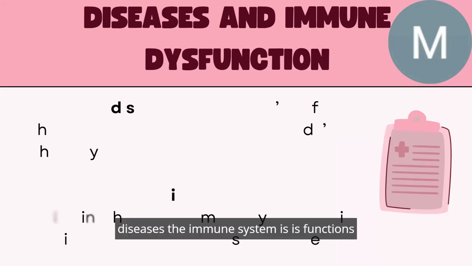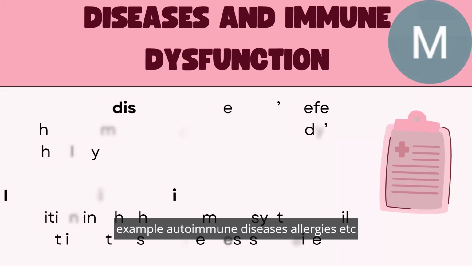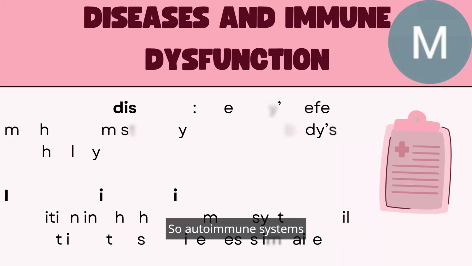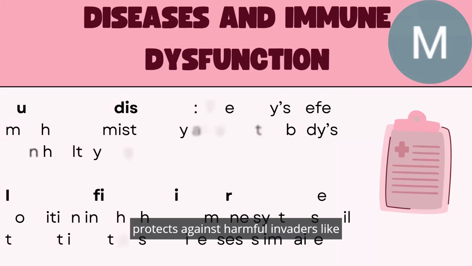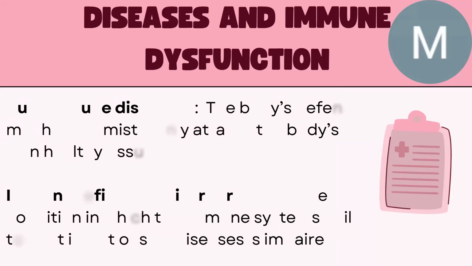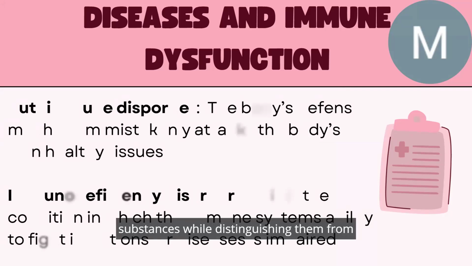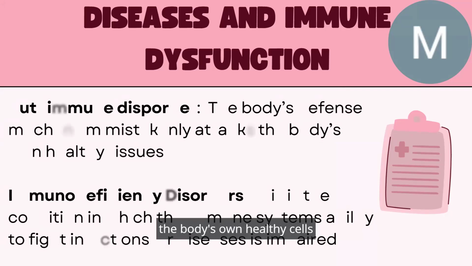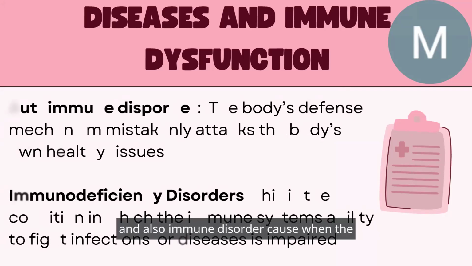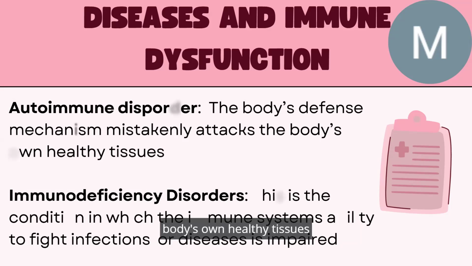So now we will speak about diseases and immune system dysfunctions. Examples: autoimmune diseases, allergies, etc. The immune system protects against harmful invaders like bacteria, viruses, and pathogens. It identifies and destroys foreign substances while distinguishing them from the body's own cells. An autoimmune disorder occurs when the immune system mistakenly attacks the body's own healthy tissues.